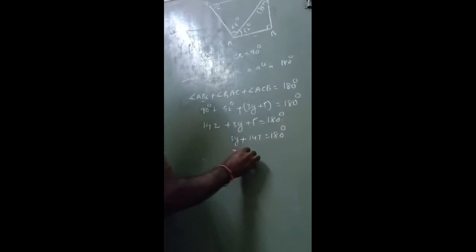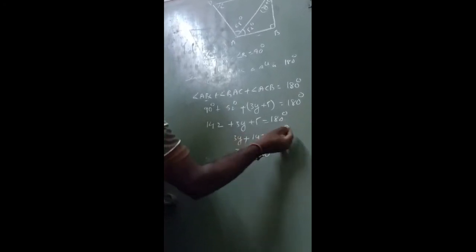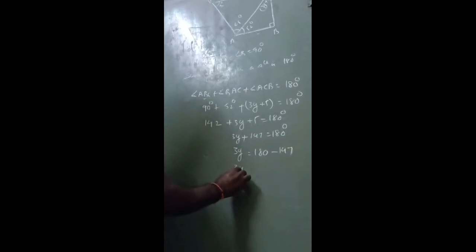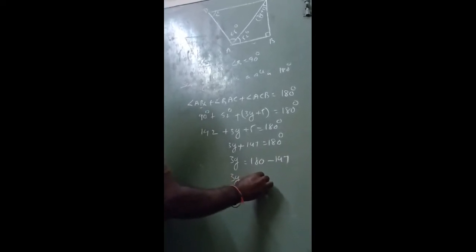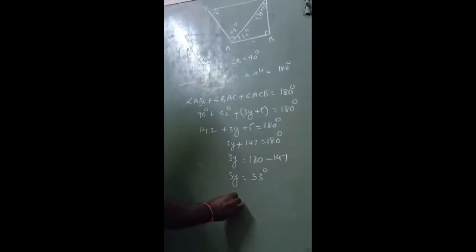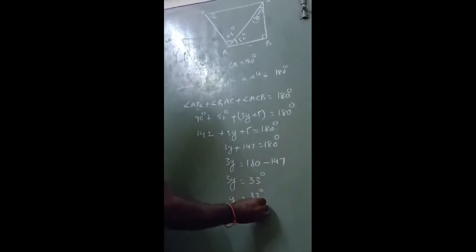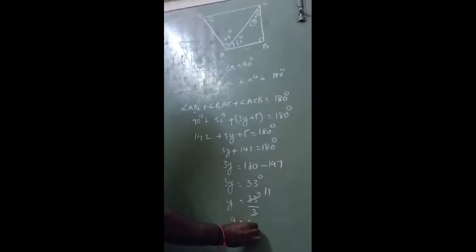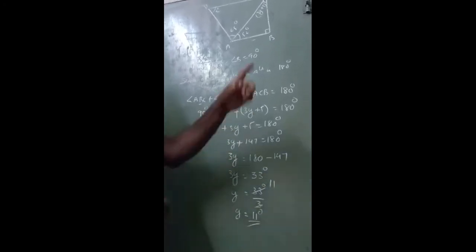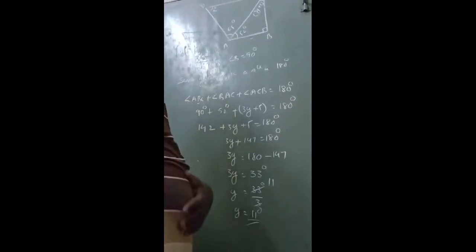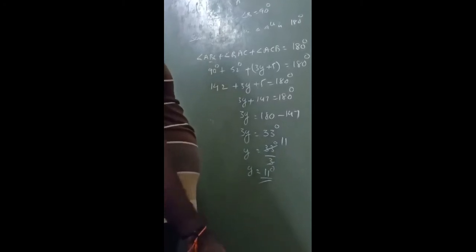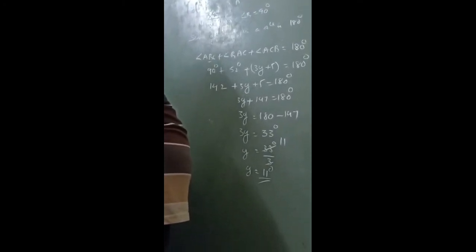So 3y is equal to 180 minus 147. 3y is equal to 33 degrees. So y is equal to 33 divided by 3, which is 11 degrees. So y is equal to 11 degrees. The y value is 11 degrees. Okay?